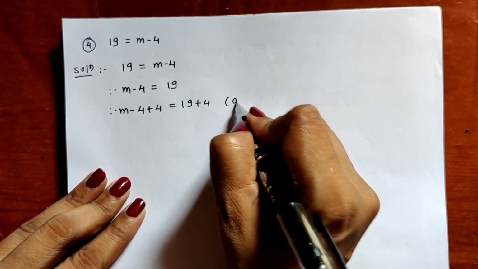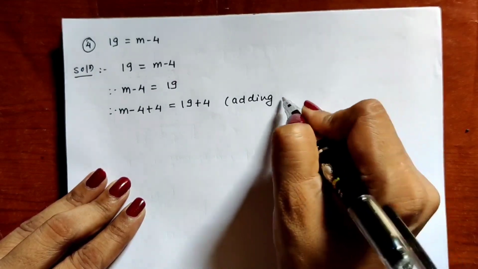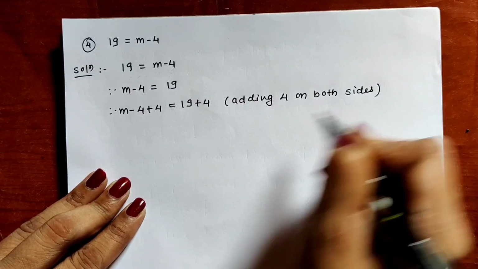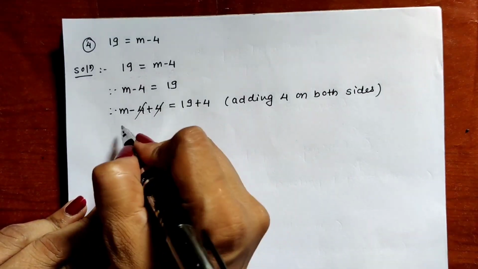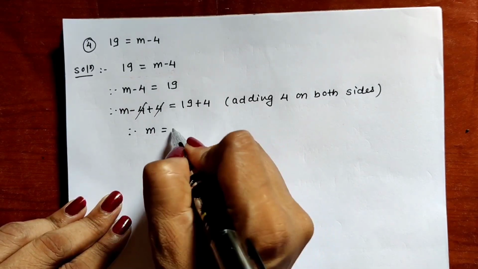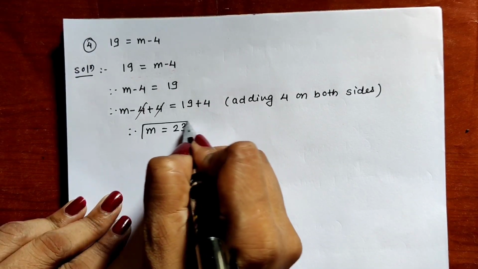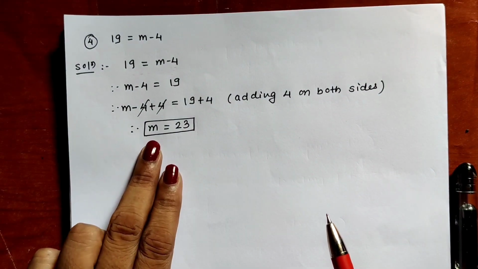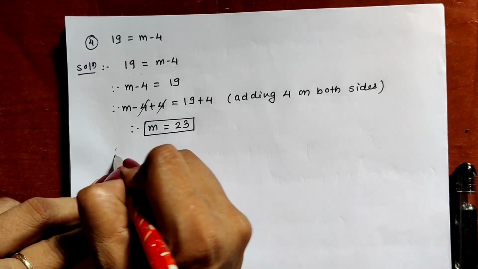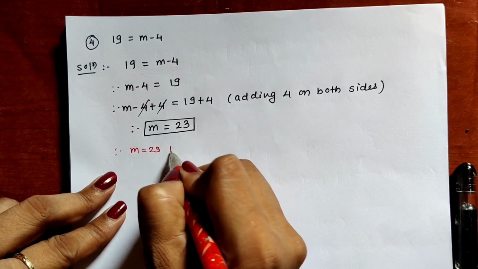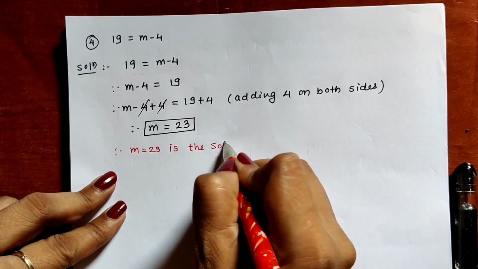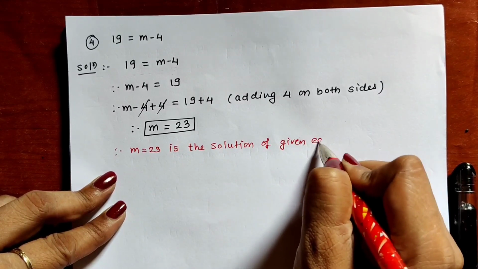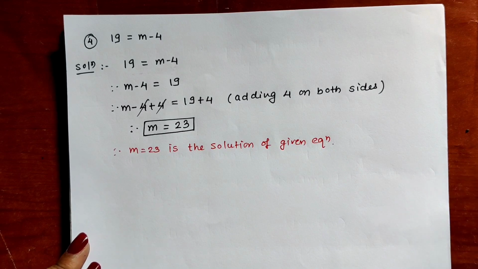Okay, so what have we done here? Adding 4 on both sides. Plus 4 minus 4, 0, cancelled. What is remaining? Only m remaining. 19 plus 4 is 23. So we have solved the equation. We have got the value of the variable. The variable m's value is 23 and therefore m is equal to 23 is the solution of the given equation. Next sum, the fifth one.